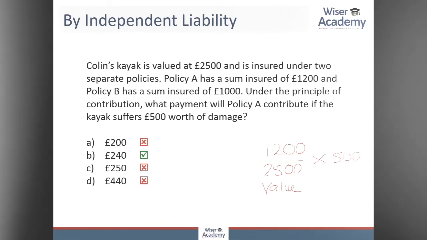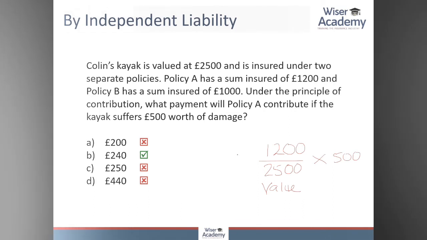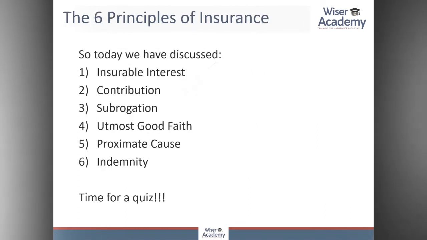And something that I sometimes find helps some of our learners is when you look at that sum, you can say that 1,200 is nearly half of 2,500. So you already know that the answer is going to be somewhere around half of the 500. So sometimes you can sense check it as well as doing the calculation. Okay, so that was us working our way through contribution, and you've now seen what contribution's about and how we would work out the rateable proportion.